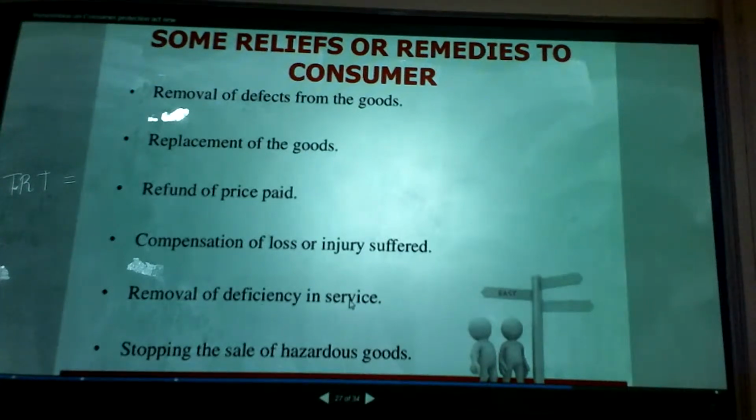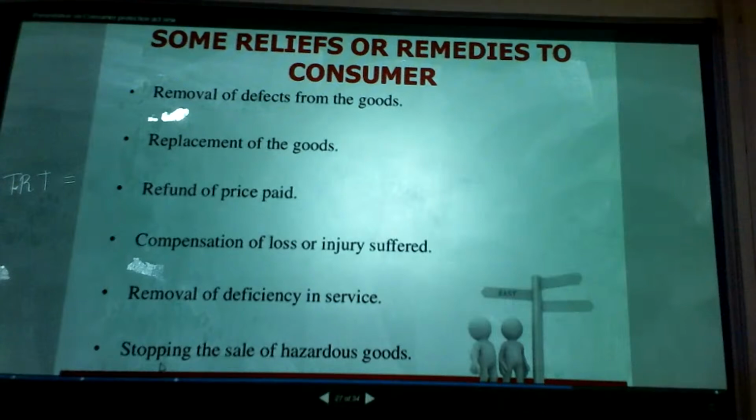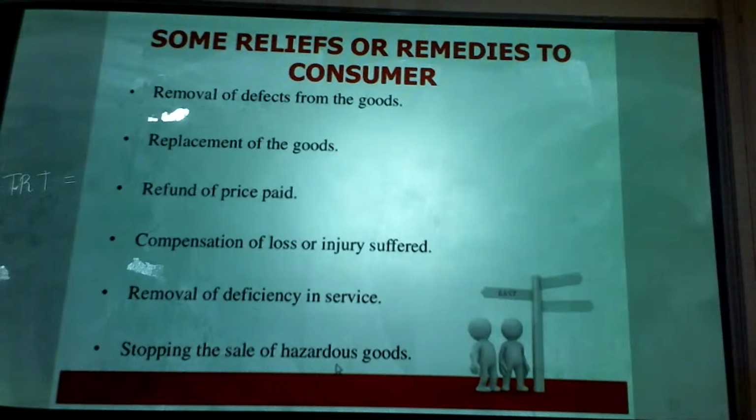And removal of deficiency in services. That is goods related, and another one is service related. If people are providing services, for example software services or information technology services, that deficiency also should be removed. And next one, stopping the sale of hazardous goods. If people are selling goods that impact human health, animals or the environment, all those things must be stopped. And whatever the guidelines are, you must follow them as a manufacturer.